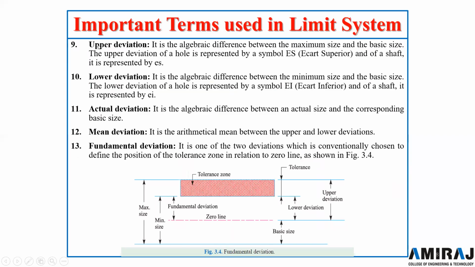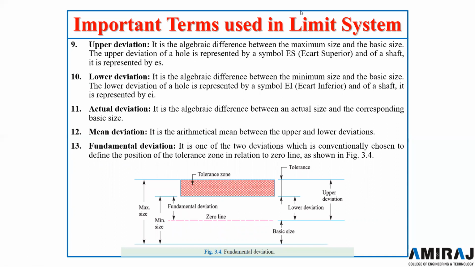Next is the upper deviation. It is the algebraic difference between the maximum size and basic size. Here there is the maximum size and this is the basic size. So this is the basic size and this one is the maximum size. The difference between both is known as the upper deviation, and the upper deviation of a hole is represented by the symbol ES, that is the Ecart Superior, and of a shaft it is represented by the small es.